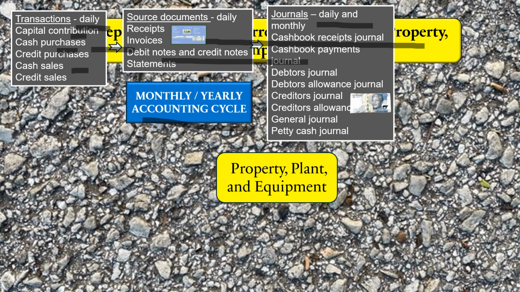You might call some of these journals a different name. For example, a debtor's journal is a sales journal. You might have called this the cash receipts journal and not the cash book receipts journal. Some textbooks just use different names for the journals. A creditor's journal will be known as a purchaser's journal. You get a purchaser allowance journal. But you get the idea.